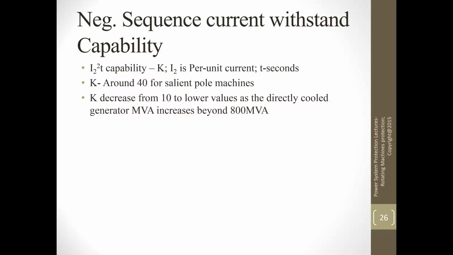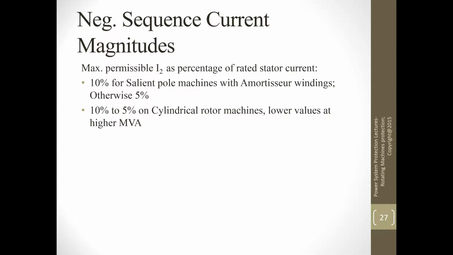I squared T capability curves are produced. I2 squared T equals a constant K. I2 is your per unit negative sequence current, and it is I2 squared T, not I squared. K is around 40 for salient machines, and decreases from 10 to lower values on directly cooled machines, which increases beyond 800 MVA. So this is provided by the manufacturers and also provided in the C50.12 or 13 standards. And then you have to set the relay so that the curve of the relay is below that.